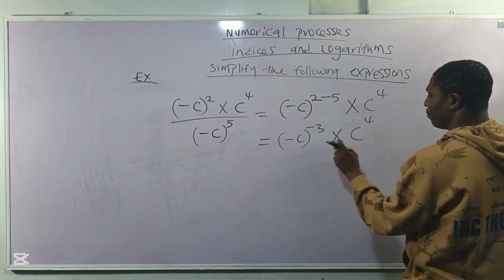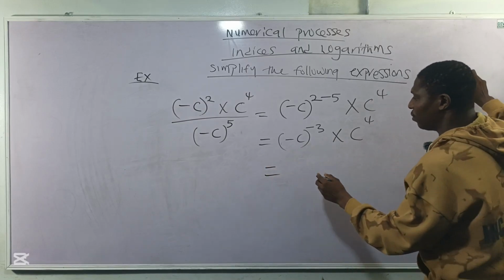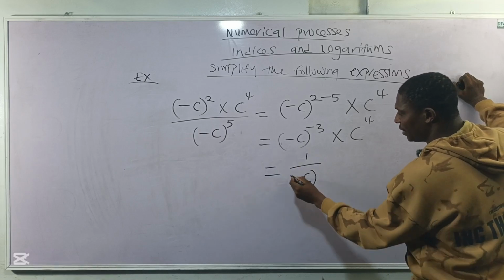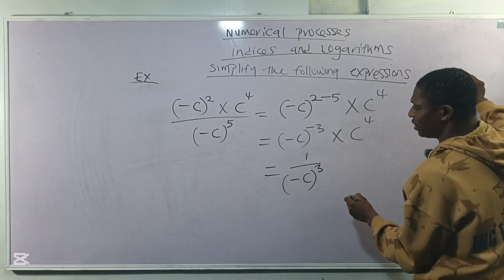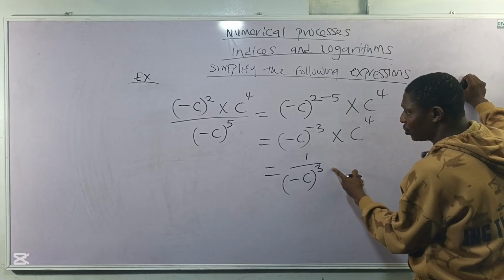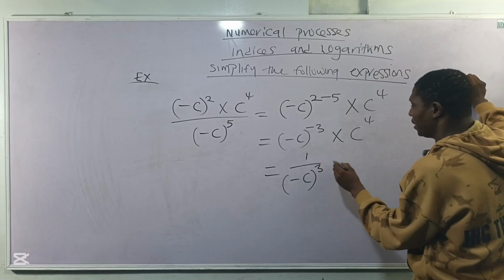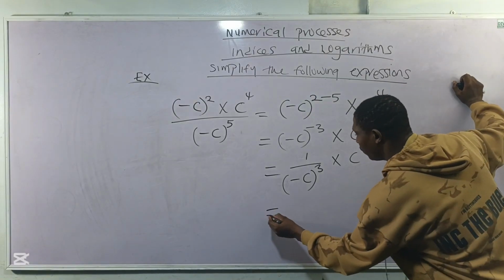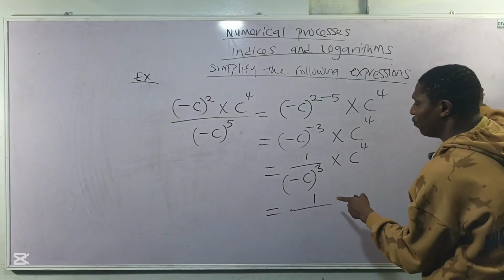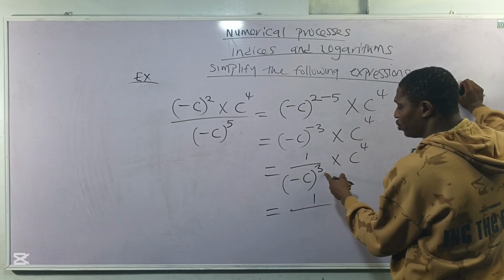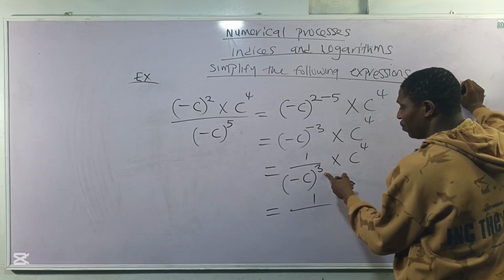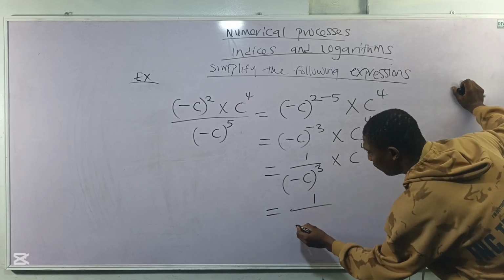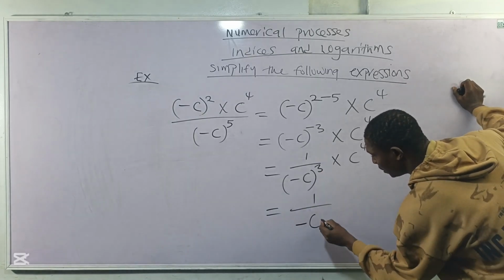This and this cannot be combined. So this will give me 1 all over negative c raised to power 3, positive, because I use the reciprocal law to remove my negative sign. And I have times c raised to power 4. This therefore can be written as 1 all over, if I say minus 1 raised to power 3, it will still give me minus 1, because it's a power of an odd number. So I have minus, and c raised to power 3.